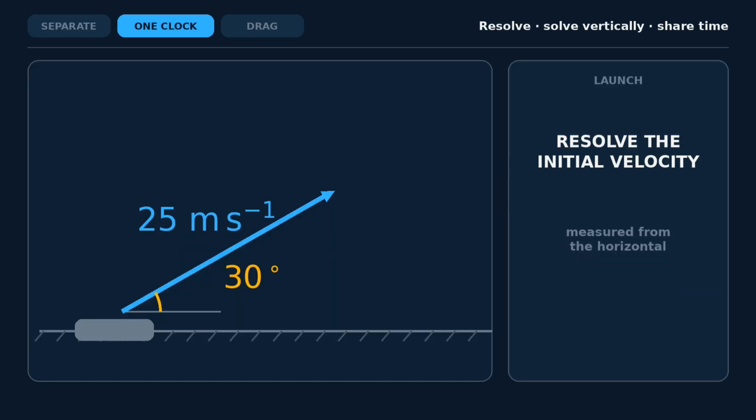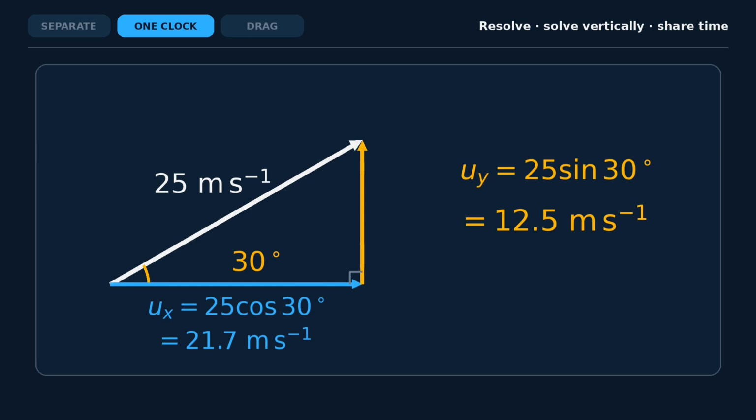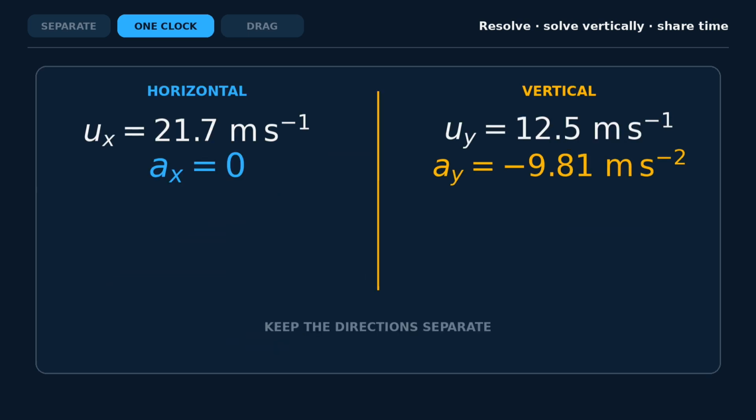Now launch the ball at 25 meters per second, 30 degrees above the horizontal. To analyse its motion, first resolve that initial velocity into horizontal and vertical components. The horizontal component is 25 cosine 30, which is 21.7 meters per second. The vertical component is 25 sine 30, which is 12.5 meters per second. Keep those values in separate columns.